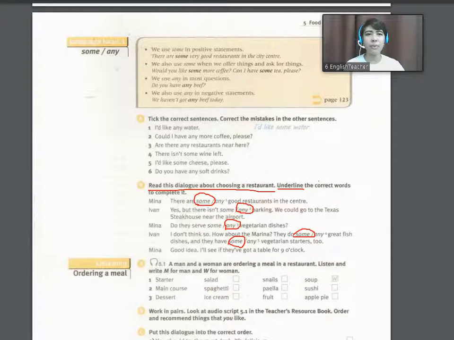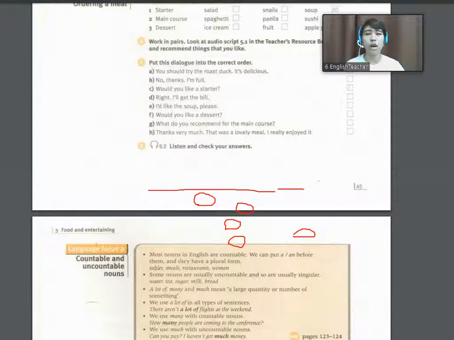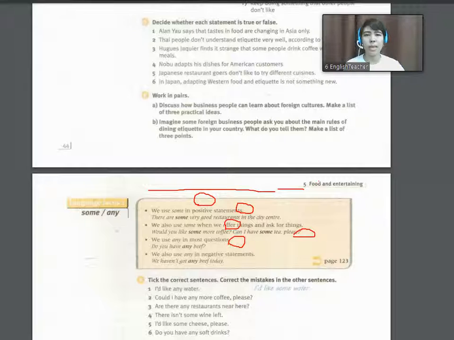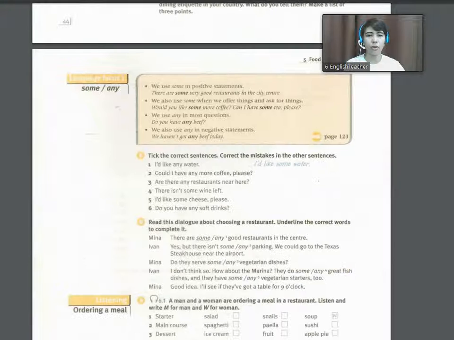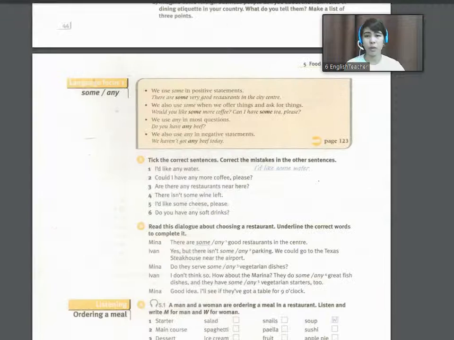So it was really, really easy, right? So if you have any questions regarding how to use some and any, you can always ask me on how to do it and how to answer it. If you have any clarifications, or maybe some parts of the lessons were very confusing, you can also ask me. Do you have any questions?